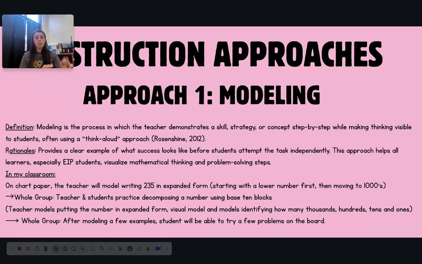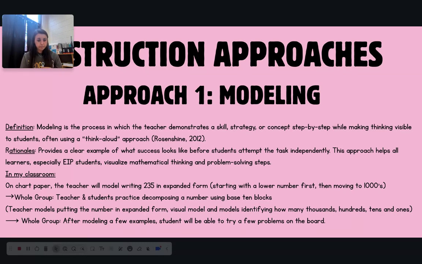I'm going to model how I broke that down. I have 200, plus 30, plus 5. And then also, I'm going to take my manipulatives and show my students the 200 base 10 model, or the base 10 blocks, the 30, and then the 5. Then in whole group, teachers and students will practice decomposing those together. I will call up students and they will practice on my smartboard and my camera, building the number, writing it into expanded form, telling me how many tens, how many ones, how many hundreds.